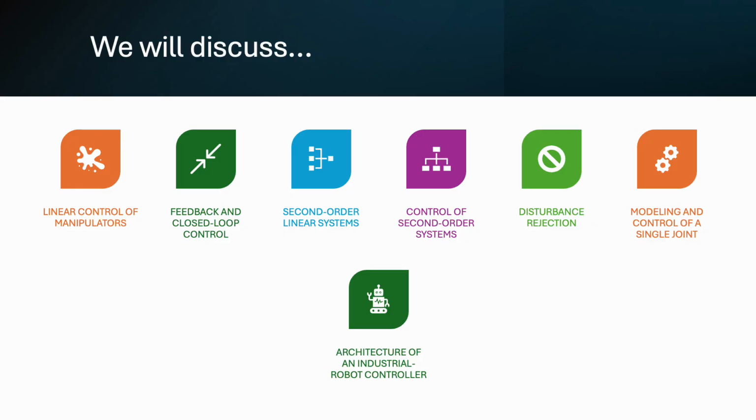We will discuss the linear control of manipulators, feedback and closed loop control, second order linear systems, control of second order systems, disturbance rejection, modeling and control of a single joint. Last but not the least, we will also discuss the architecture of an industrial robot controller. Let's dive into the details.